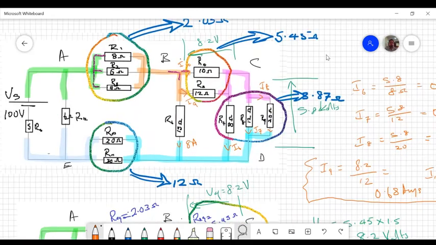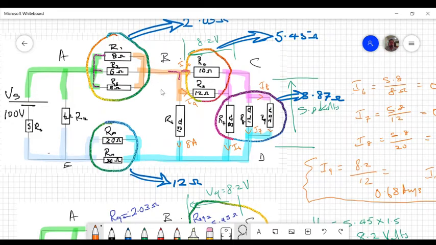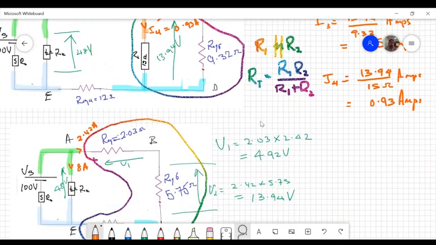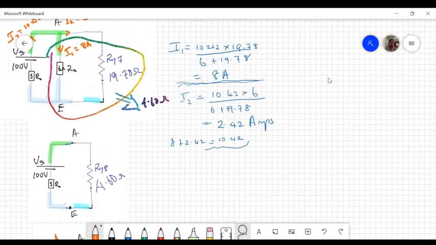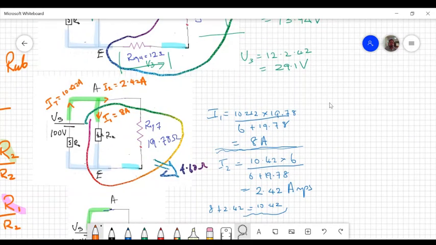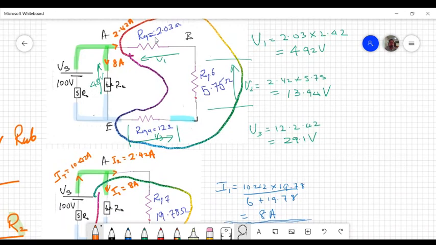Okay, what about these three here? Remember, we found the voltage between A and B. We found it to be V1, which is 4.92.